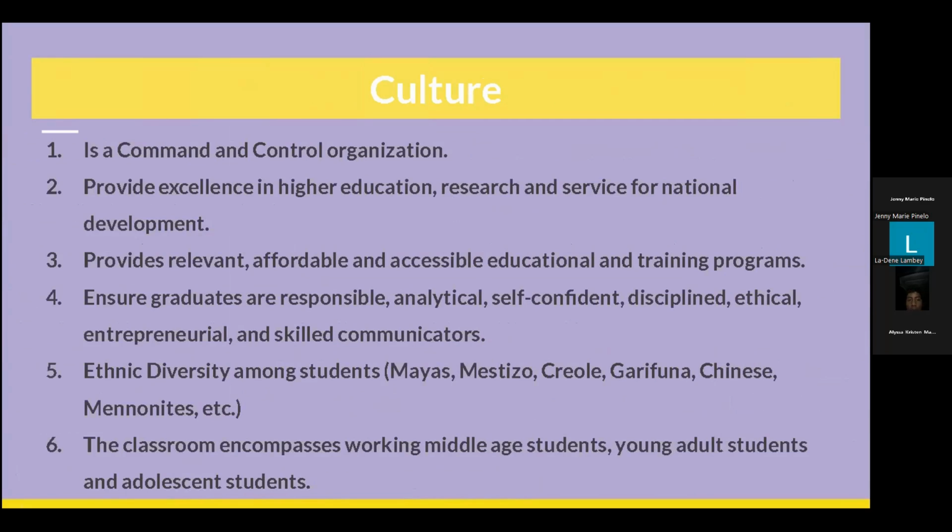Now the culture. Number 1, a command and control organization. 2, provide excellence in higher education, research, and service for national development. 3, provide relevant, affordable, and accessible educational and training programs. 4, ensure graduates are responsible, analytical, self-confident, disciplined, ethical, entrepreneurial, and skilled communicators. 5, ethnic diversity among students, such as the Mayas, Mestizo, Creole, Garifuna, Chinese, Mennonites, etc. Lastly, 6, the classroom encompasses working middle-aged students, young adult students, and adolescent students.